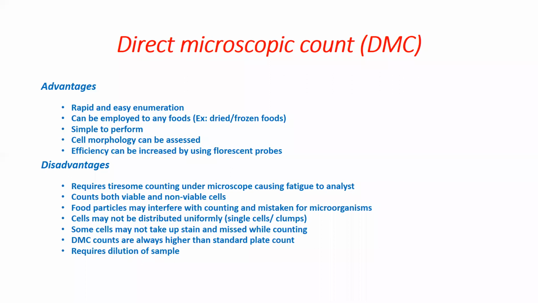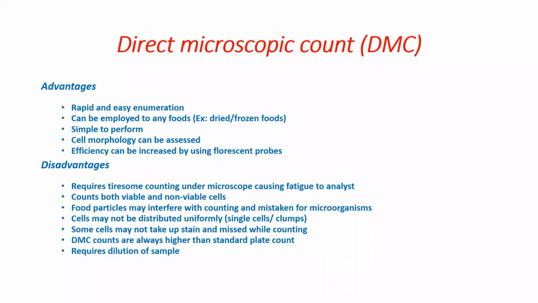Then some cells may not take up stain and be missed while counting. If we are using a dye or stain, it may happen that some microbes do not take that inside them. Only when it takes the stain inside will it help us in counting. Otherwise we can't count, because microbes are colorless. So that's why we require some stain, some dye, to make a colorful microbial cell so that we can easily count.